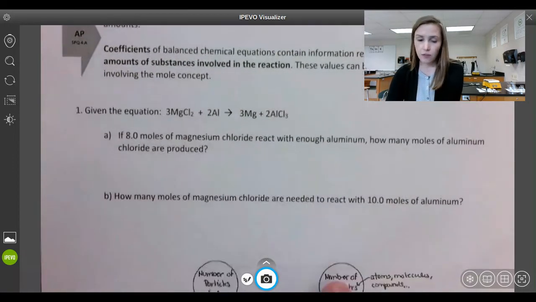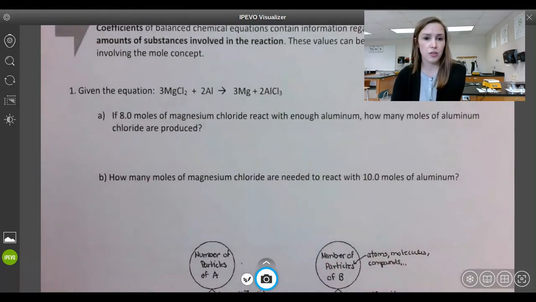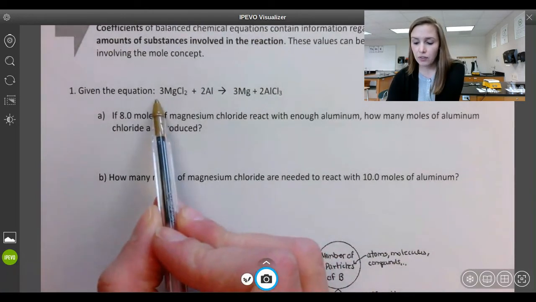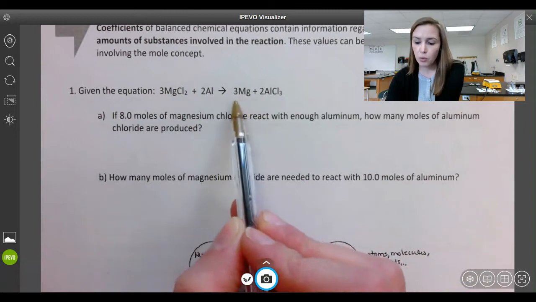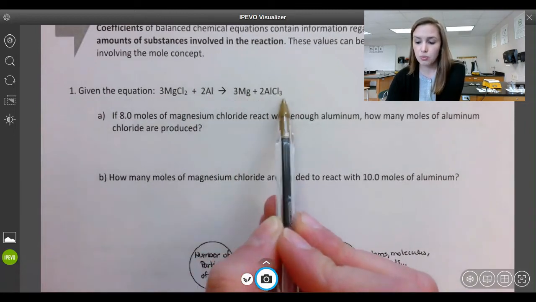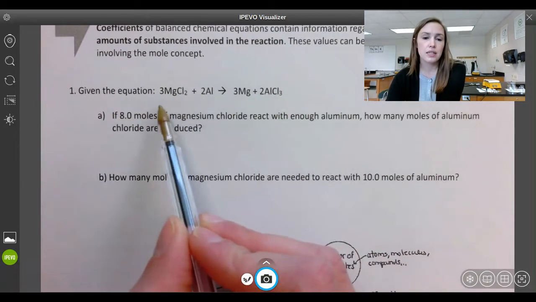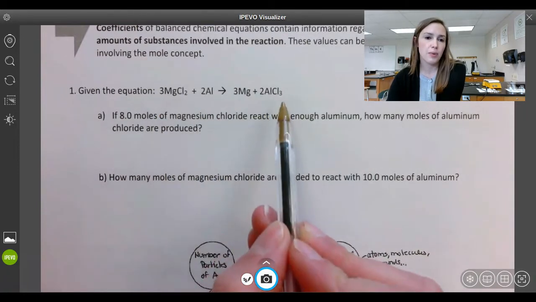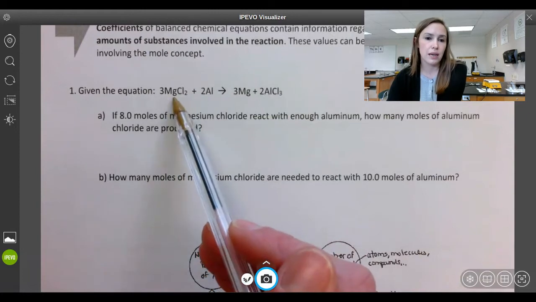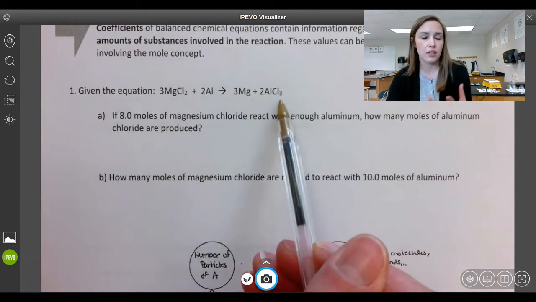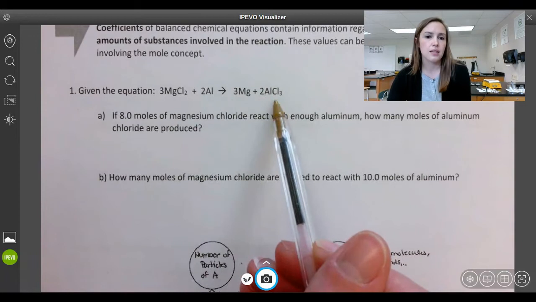So in this first one, if we're looking at our first balanced equation, this is telling us that for every 3 moles of magnesium chloride that react with 2 moles of aluminum, we will make 3 moles of magnesium and 2 moles of aluminum chloride. So this is the relationship between them. And we can use this in dimensional analysis because, let's say, for every 3 moles of magnesium chloride, I know it's with everything else, like aluminum in excess, I am going to get 2 moles of aluminum chloride.